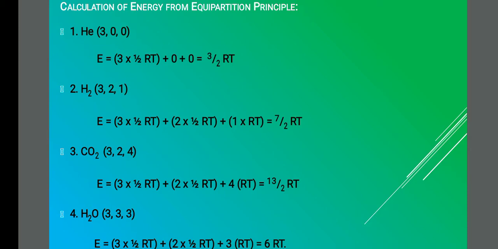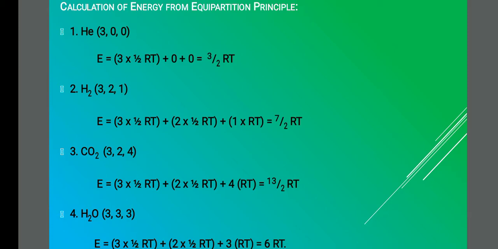So helium is equal to 300. Why 300, you can understand the reason. So the equipartition energy is E equal to 3 by 2 RT. And coming to hydrogen, it is 7 by 2 RT. Carbon dioxide, it is 13 by 2 RT. Water, it is 6 RT. You can understand. If you have any doubts, you can call me and ask me.